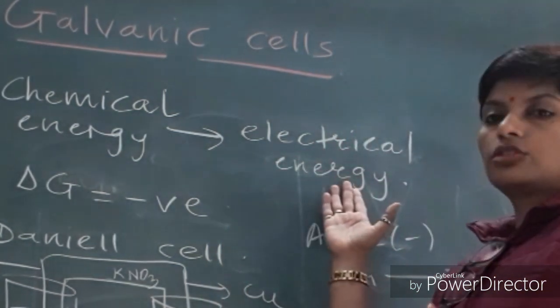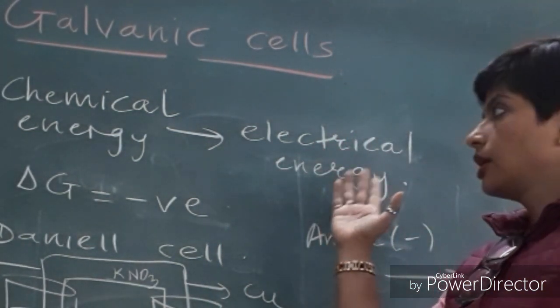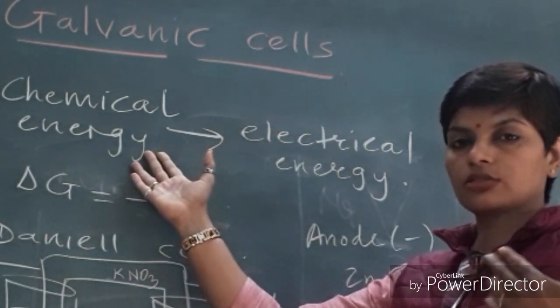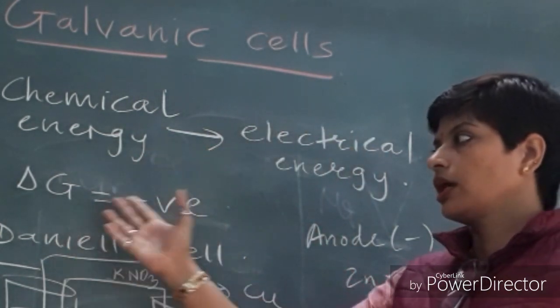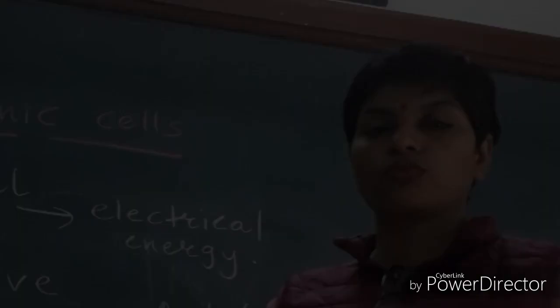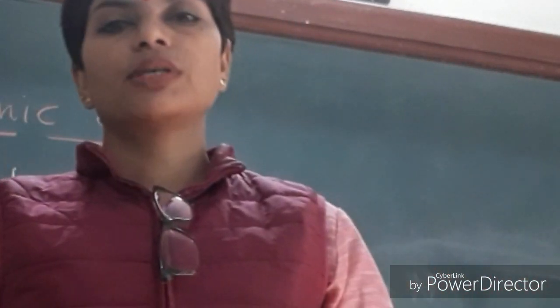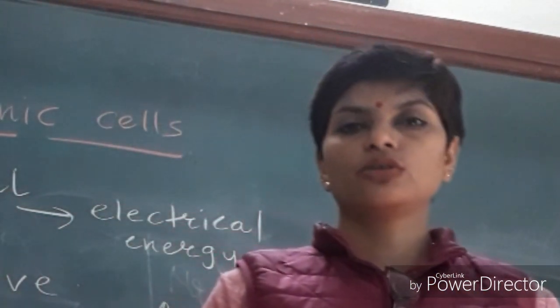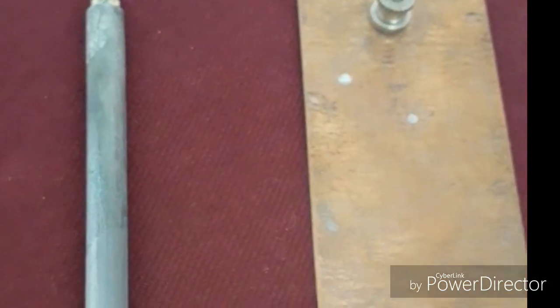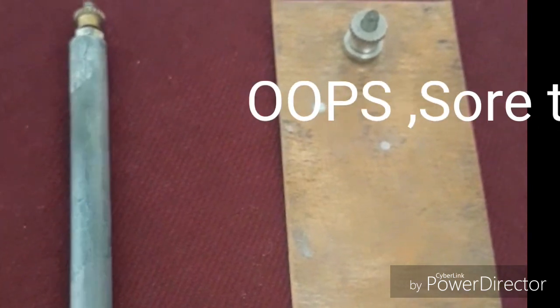That is, the electrical energy we are going to supply, that is direct current, and we are going to cause a chemical reaction. So that is going to be a non-spontaneous process, and delta G is going to be positive for that. So these are basically the two types of cells which are commonly used for doing work. So this is the anodic half, zinc, and this is the cathodic half, copper.